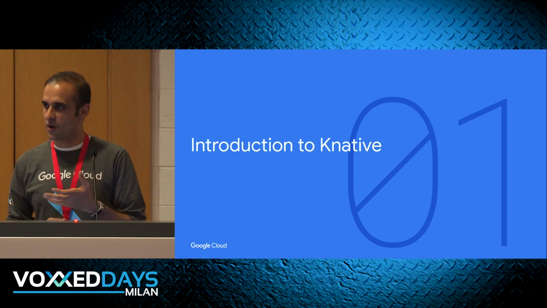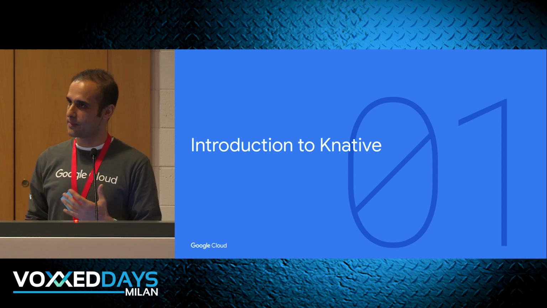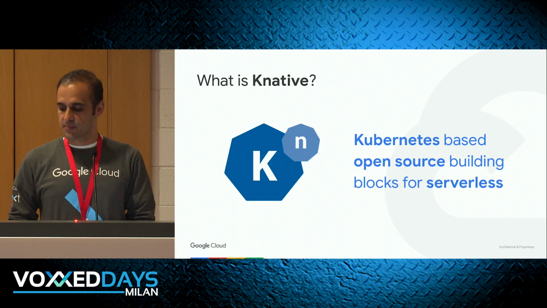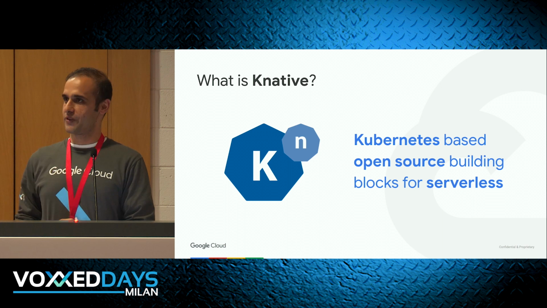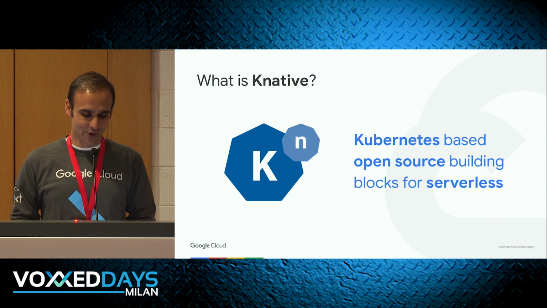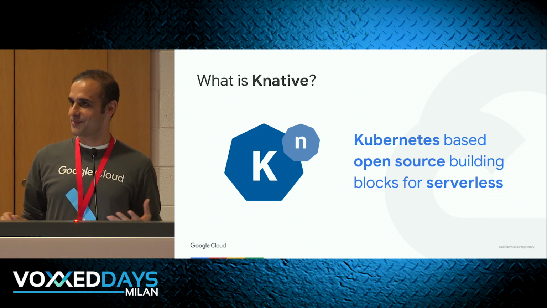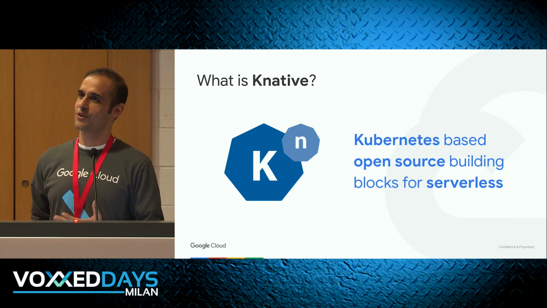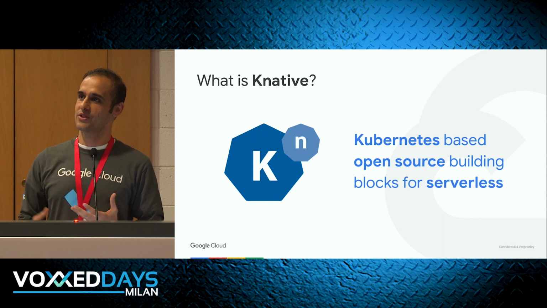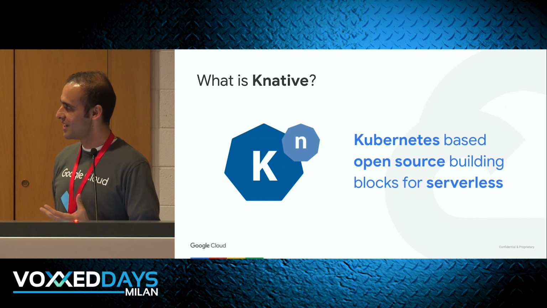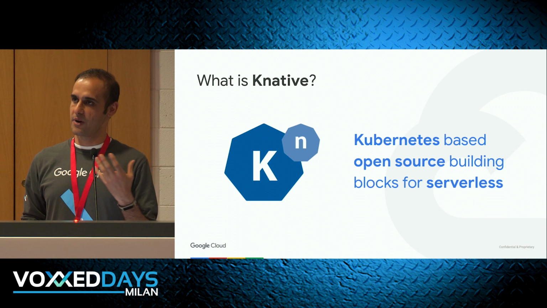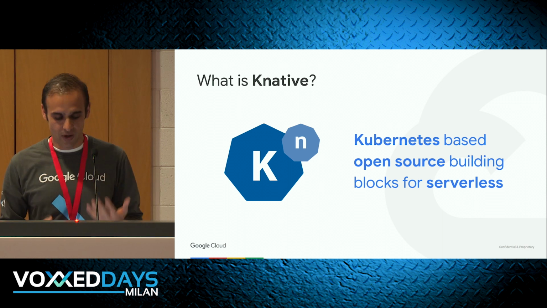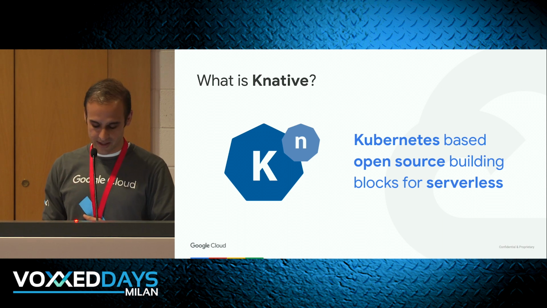So I'm assuming that you know these technologies, but I'm going to explain them a little bit at the beginning anyway. What is Knative? It's a Kubernetes-based open source building blocks for serverless. And at this point, you might be thinking, how does this make sense? Because Kubernetes is very much about servers, right? Kubernetes is about running containers on virtual machines or physical machines. But either way, you're talking about servers. So how do Knative and Kubernetes come together? That's what I'm going to explain at the beginning of my talk.